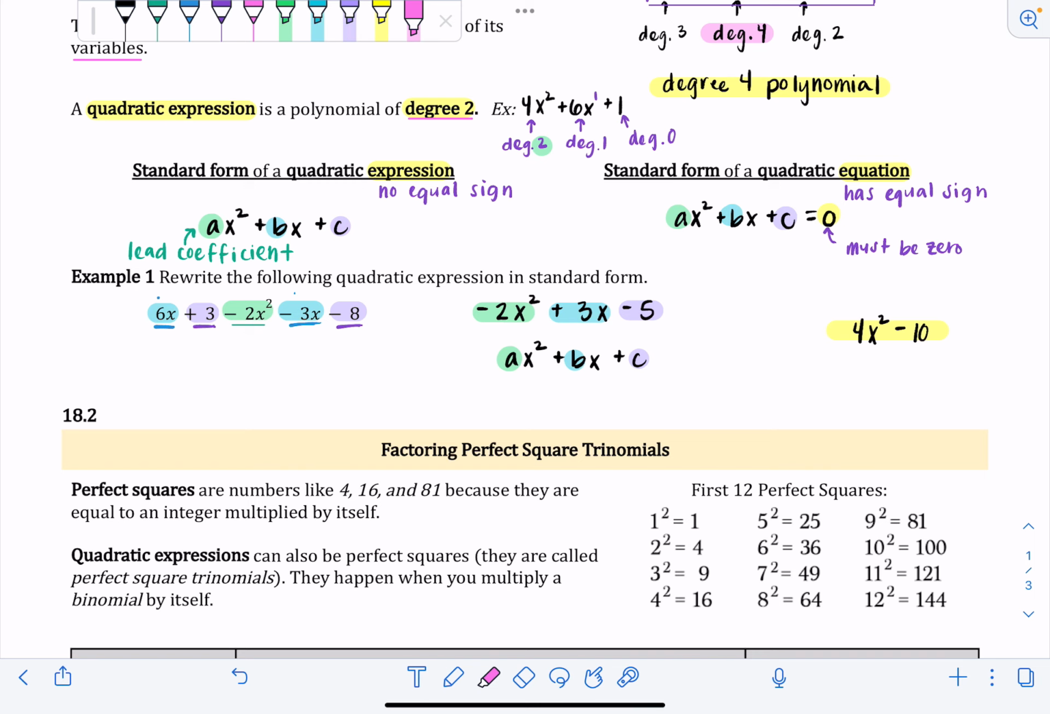We just have to make sure that we go down in order from the highest exponent to the lowest, ending with a constant term if we have one.